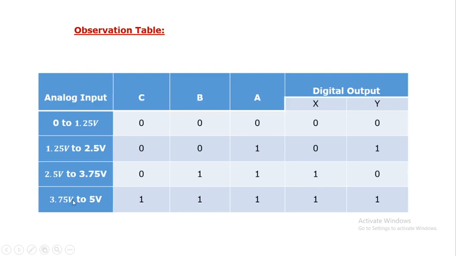And if the analog input is 3.75 to 5 volt, then all comparators will be on. The output of all comparators will be 1, and the digital output is 1, 1. This is how we can convert an analog input into a 2-bit digital output. That's why it is called an analog to digital converter. Now we simulate this flash type of ADC in the Multisim software.